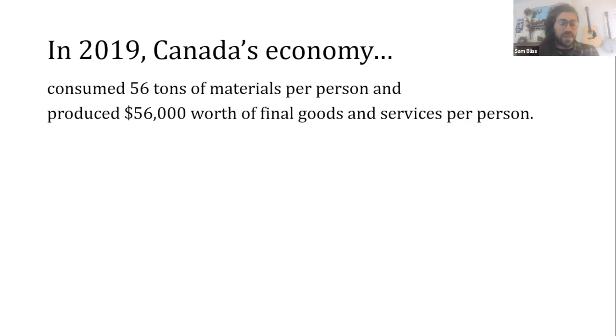So that is to say that if things were distributed more equally, there's already way more than enough. Say 56 tons of materials, $56,000 worth of goods and services. There's already way more than enough for everyone in Canada to live a decent life, have their basic needs met. But not everybody's needs are met because of inequality.